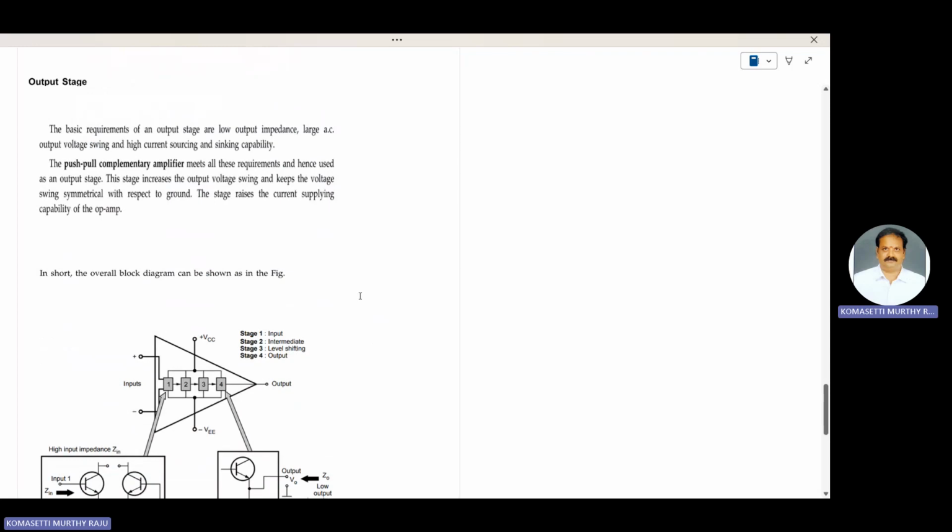Next, output stage. The last stage is the output stage. The basic requirements of the output stage are low output impedance, large AC output voltage swing, and high current sourcing and sinking capability. Low output impedance means R0 is generally 75 ohms. Large AC output voltage swing means output voltage swing without any clipping, and high current sourcing and sinking capability.